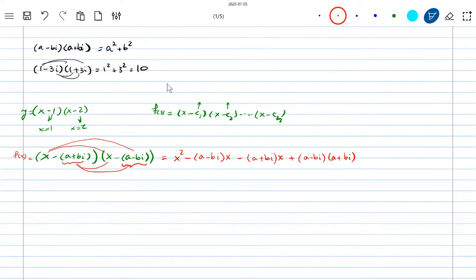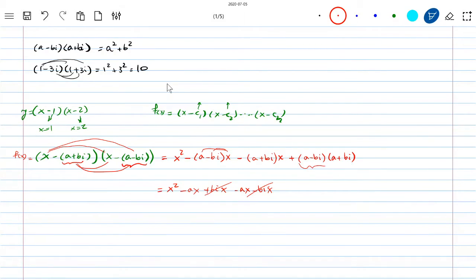Okay, let's simplify it a bit more. X squared is still there. I have negative ax, minus would be plus bix, minus ax again and minus bix. Okay, now you will see that these two will cancel out because they're opposite of each other.